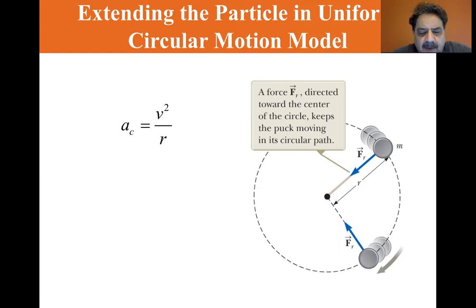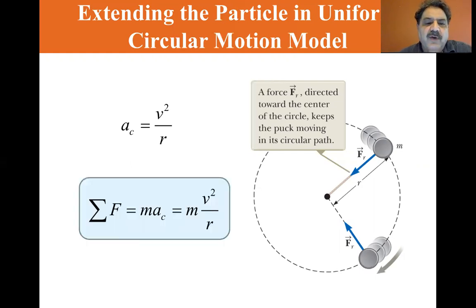Newton's first law says the puck would move in a straight line if no force were acting on it. The string prevents the motion along a straight line by exerting a radial force, F sub r, directed along the string toward the center, and causes it to go in a circular path. We apply Newton's second law along the radial direction. The sum of the forces equals mass times centripetal acceleration, which equals m times v squared over r. We're going to see that quite often. A force causing centripetal acceleration acts toward the center of the circular path and causes the change in the direction of the velocity vector.